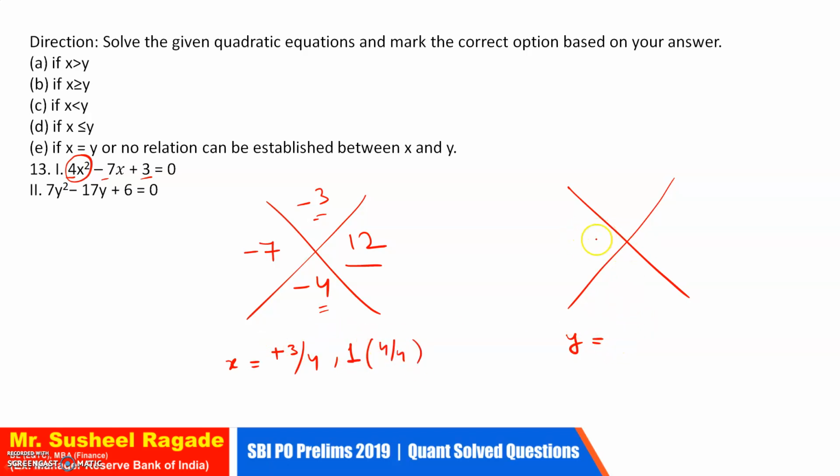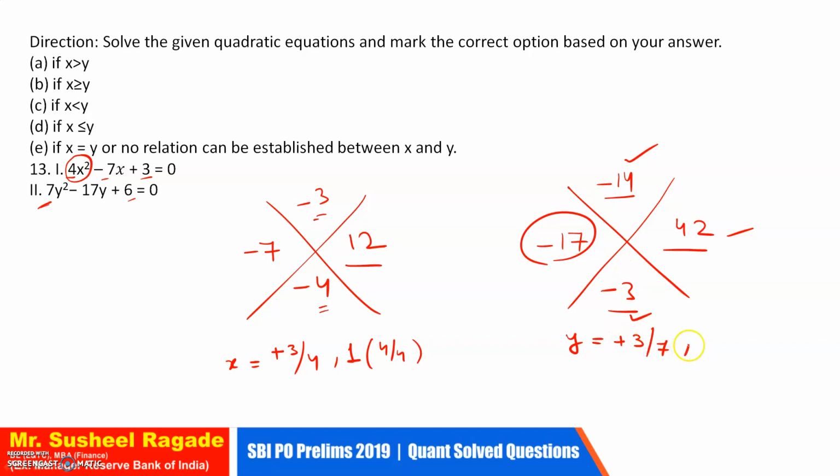Here also it is minus 17, and here we write the multiplication, that is 42. We have to find two numbers, that is minus 14 and minus 3. The addition of these gives minus 17, and when we multiply these two numbers we get 42. We have to divide by this factor and change the sign. So the answer is 3 by 7 and 14 by 7, that is 2. Now we just have to plot these on the number line.